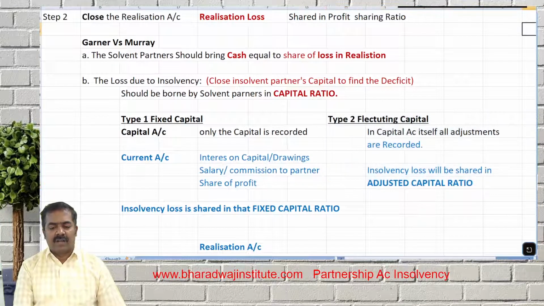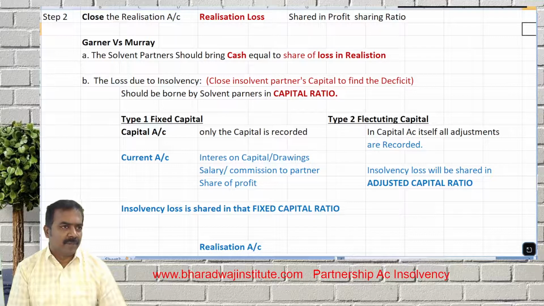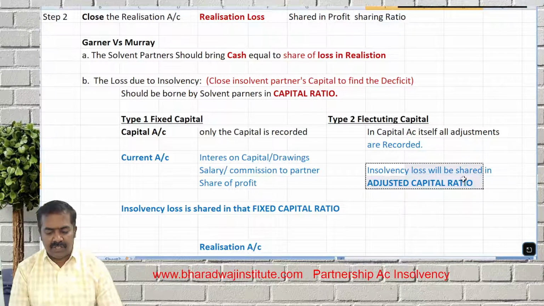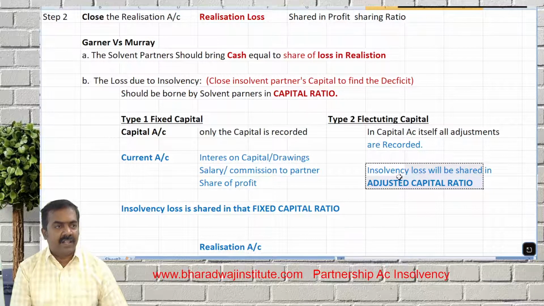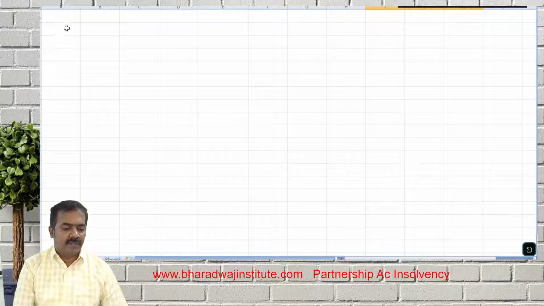If the capitals are fluctuating, there will be no current account. All the adjustments are done through which account? Capital account itself. Then the insolvency loss to be shared in which ratio? Adjusted capital ratio. Now, what is that adjusted capital ratio? We will see now.